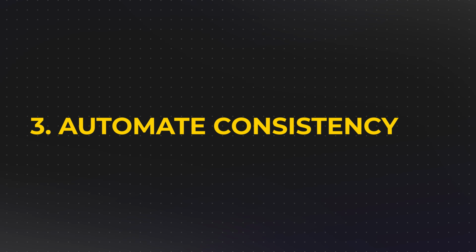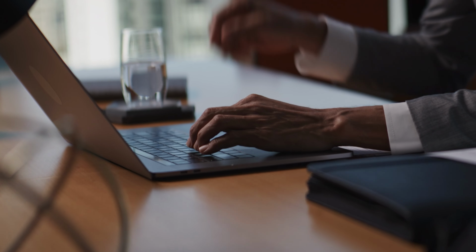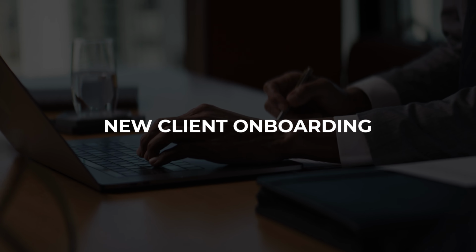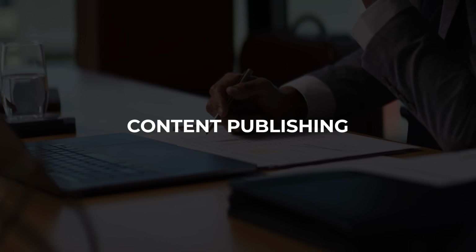Rule number 3, automate consistency. So every business has repeatable work. New client onboarding, weekly reporting, content publishing, bug triage. It's the same steps over and over, except it never is. Your standard process quietly becomes 5 different processes, depending on who touches it. Automations fix that by stamping the right structure onto every new task.